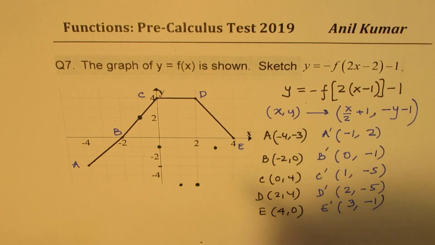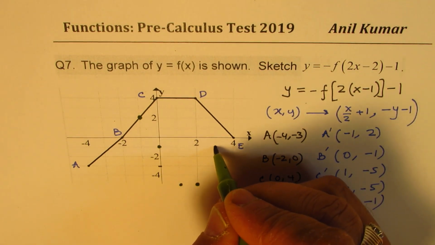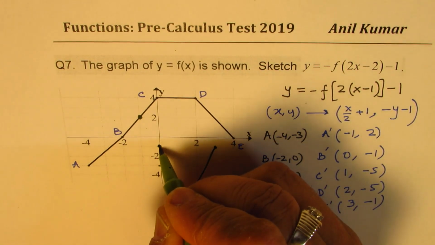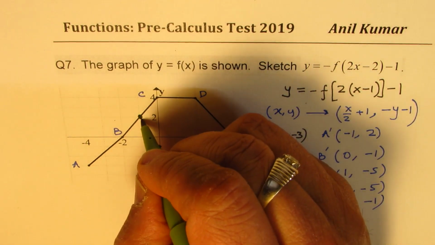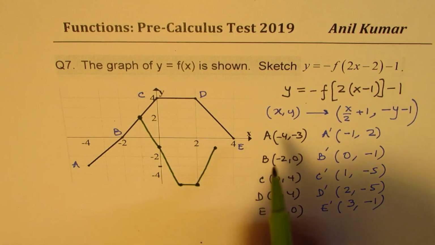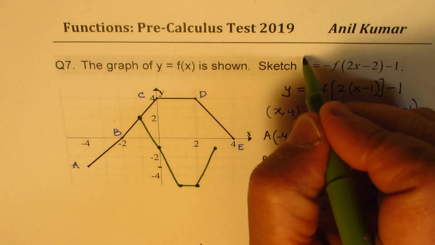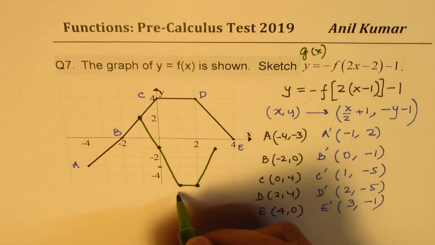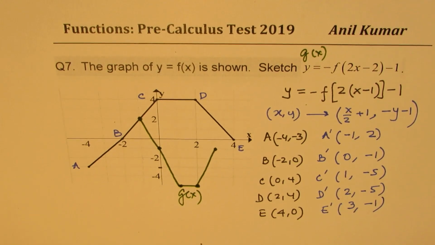So that becomes the transformed graph of the given function, right? So it is going to be kind of like this. Correct? So that is how you could sketch the transformed function, right? So let's call this g of x. So I hope these steps are absolutely clear. Perfect. Now let's move on and take question number 8.